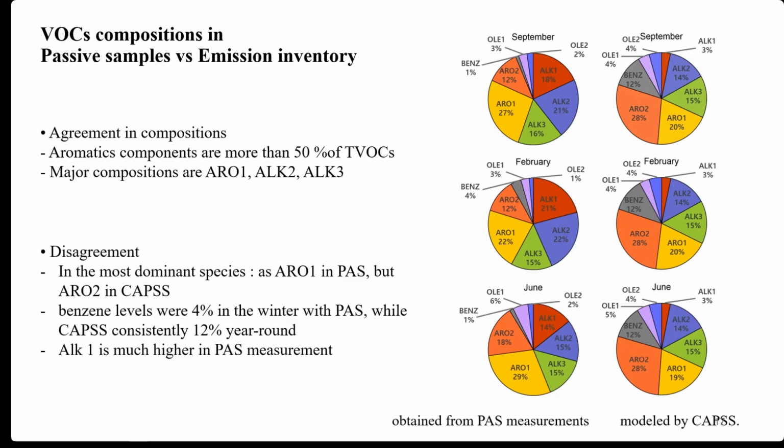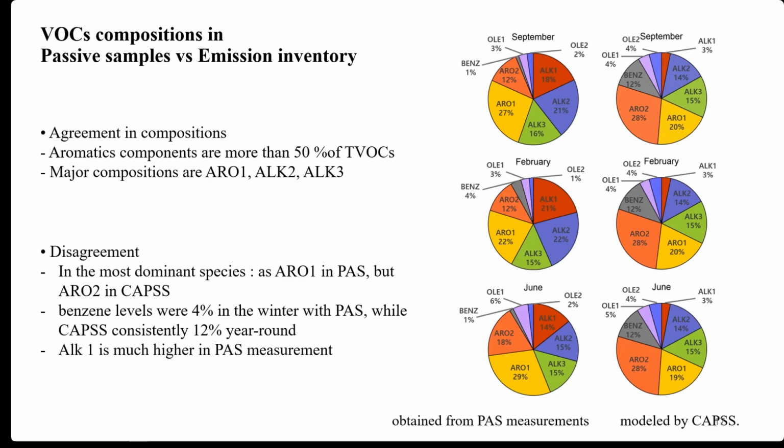Among the major components, we see that aromatic 1, alkane 2, and 3 are the dominant species in both datasets. These compounds are responsible for a large portion of the total VOC concentration, indicating consistency between the two methods in identifying the key VOC contributors.